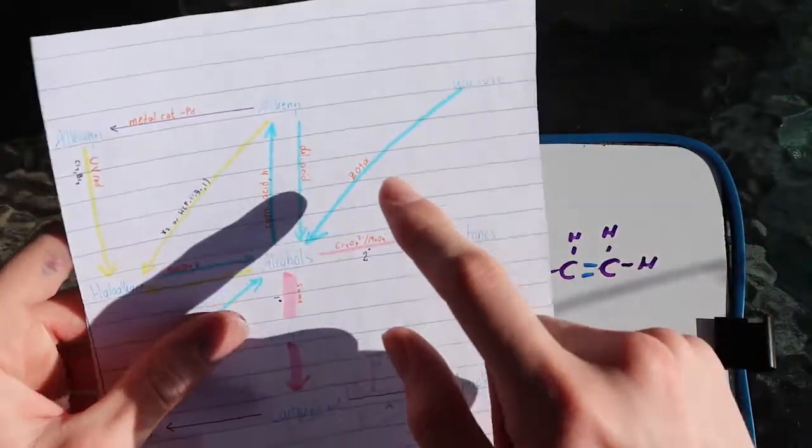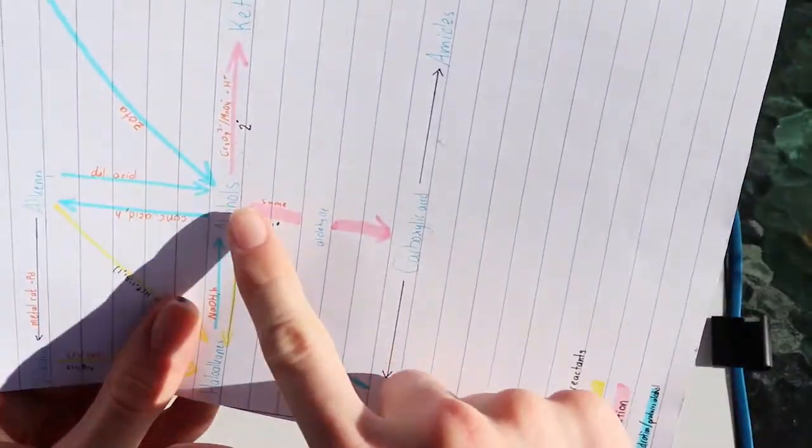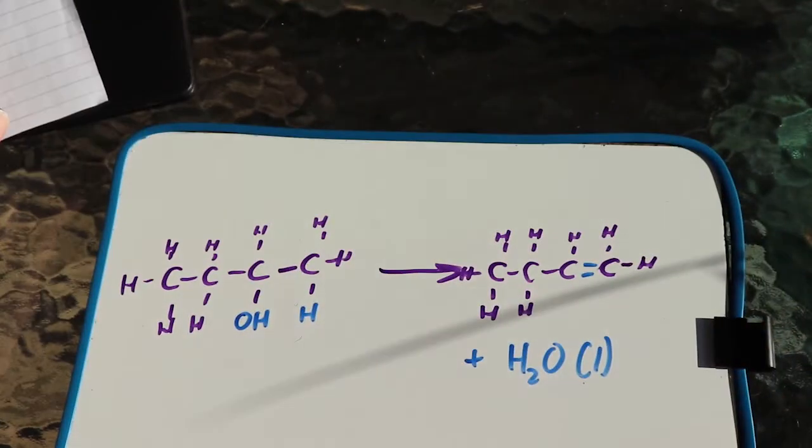So we hydrated alkenes with a dilute acid to get to alcohols. We can also dehydrate them with a concentrated acid to get back to alkenes. And that's exactly what we've got going on here.